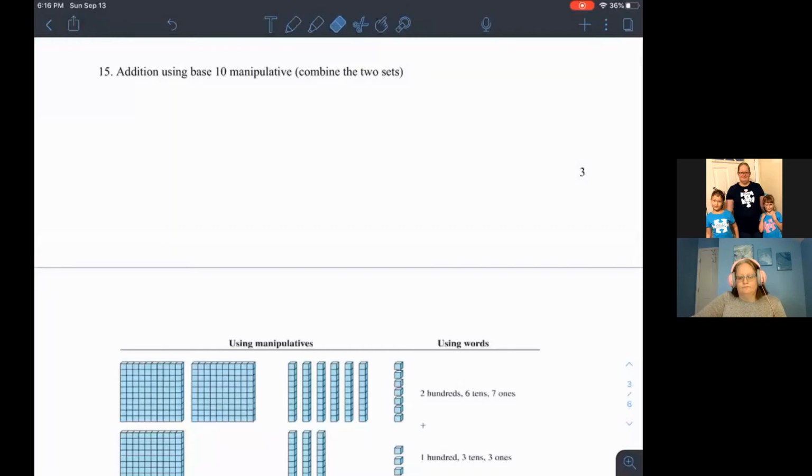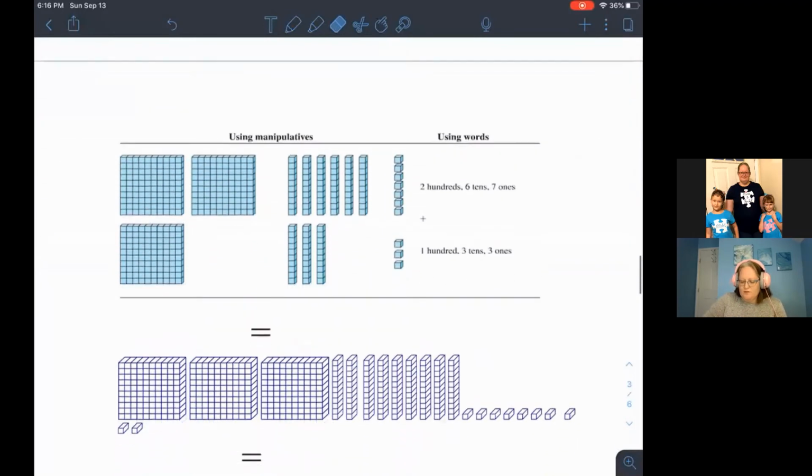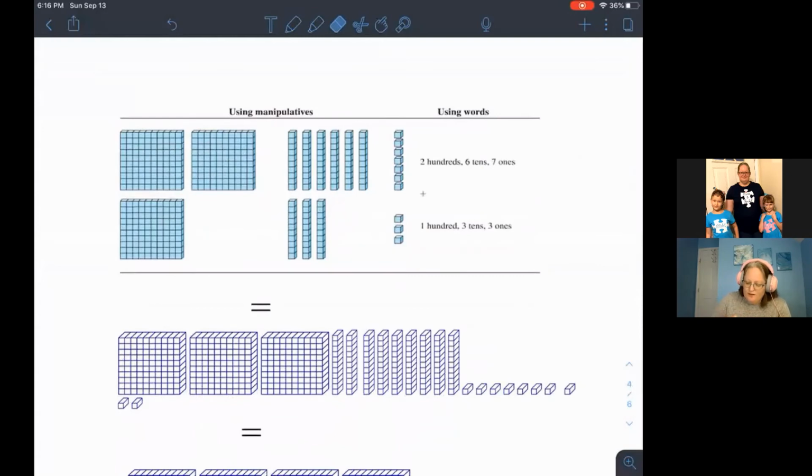All right, so we're going to do number 15. It says adding using base 10 manipulatives. Combine the two sets. So what this means is you have 2 hundreds, 6 tens, 1, 2, 3, 4, 5, 6, which 6 tens would be 60, and 1, 2, 3, 4, 5, 6, 7 ones. So that would be 267 is what you would have.